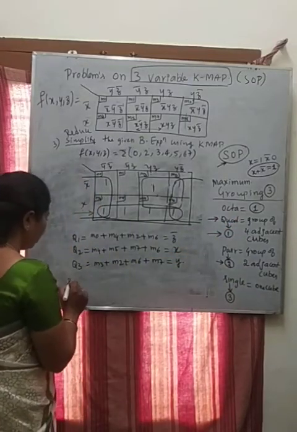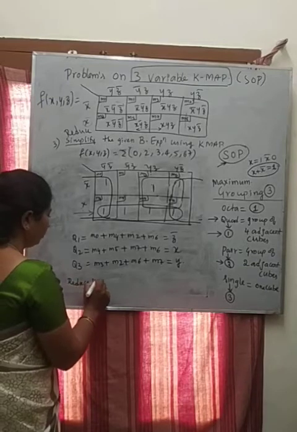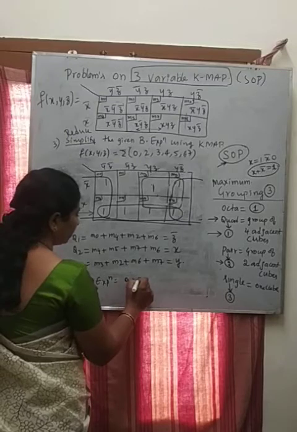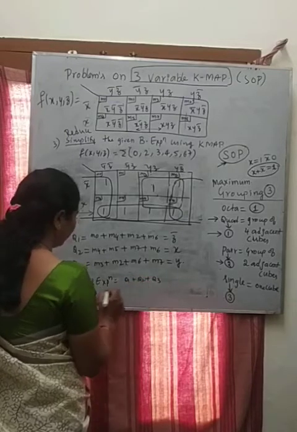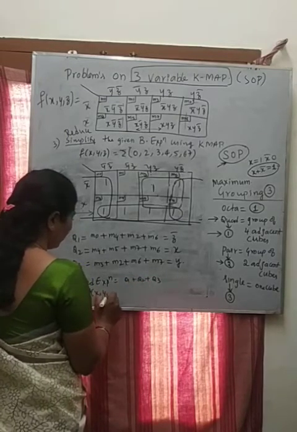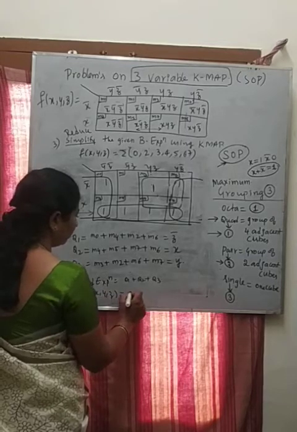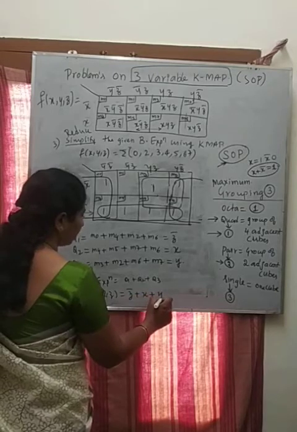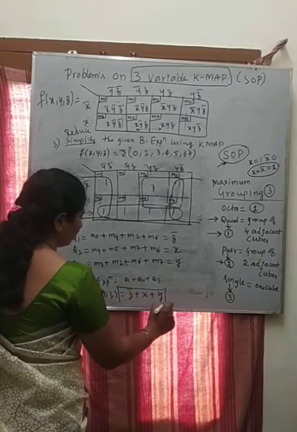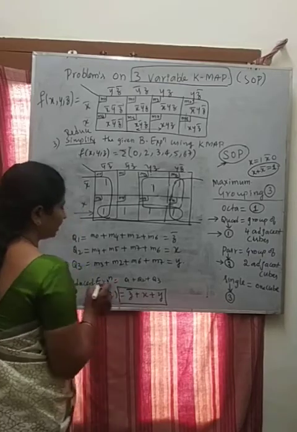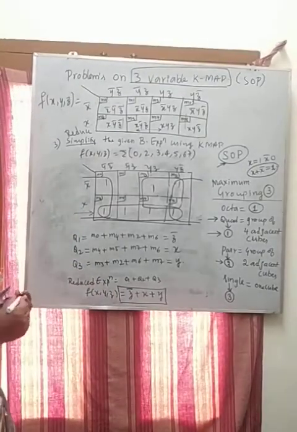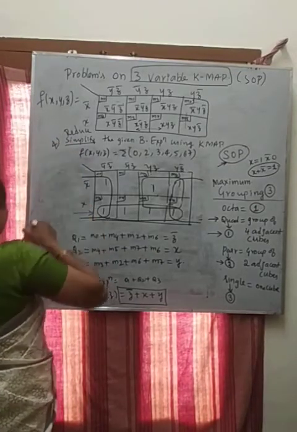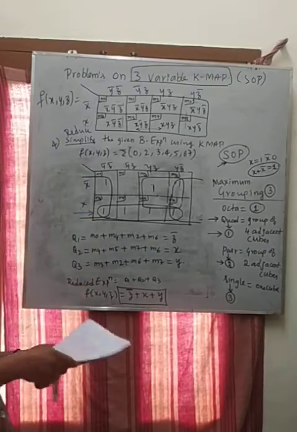So now the reduced expression equals quad 1, quad 2, quad 3. F of x, y, z equals quad 1, z bar, plus quad 2, x, plus quad 3, y. This gives you your complete simplified expression. I have done 4 problems here. So you just go through them.